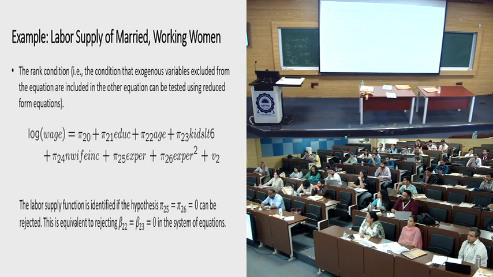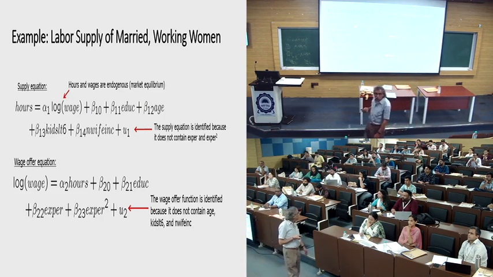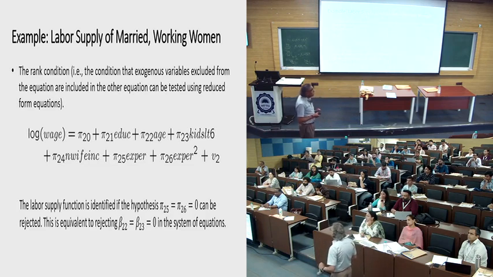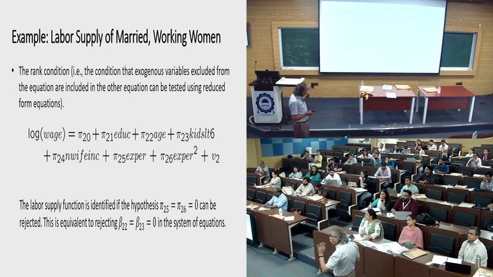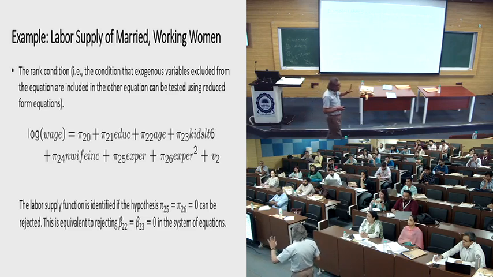If I run a regression on the reduced form equation, I'm going to claim that the labor supply function is identified if and only if the coefficient associated with the variable excluded in the original equation is not equal to 0. So let's go back. Note, in the original equation, experience and experience squared were not included. If I now look at my reduced form equation, what does it mean? I want to reject the null that pi 25, which is the coefficient associated with experience, and pi 26, which is associated with the square of experience, are equal to 0.